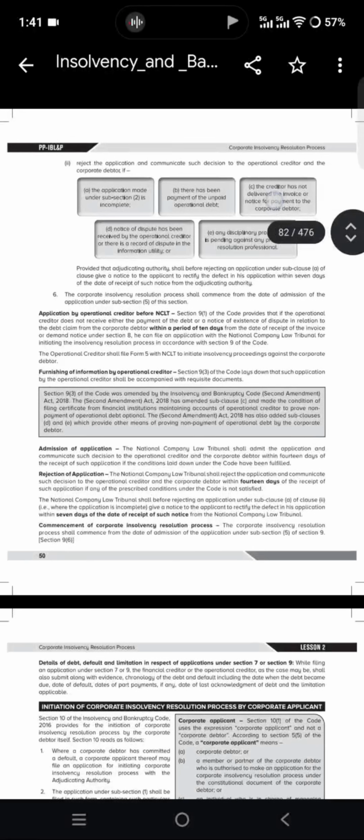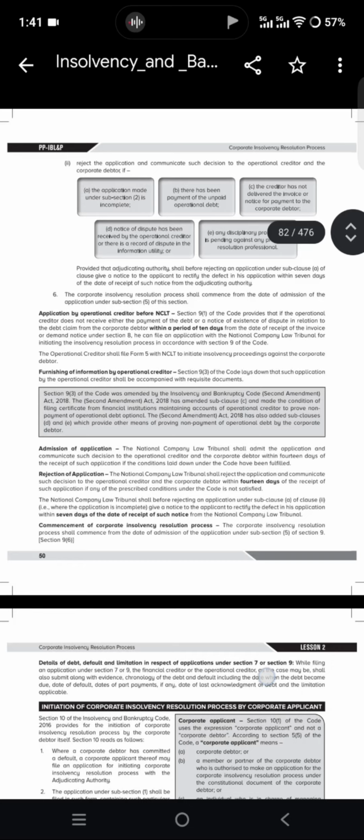If the application made is complete and there was no payment of the unpaid operational debt, meaning the operational creditor has not been paid by the corporate debtor, and the invoice or notice for payment to the corporate debtor has been delivered by them. So he has delivered the invoice but the company has not paid. No notice of dispute. There is no dispute also, and disciplinary proceedings also are not there. So then NCLT will admit the application filed by the operational creditor, and the date it accepts becomes the insolvency commencement date. And NCLT may reject the application and communicate the decision to the operational creditor and corporate debtor.